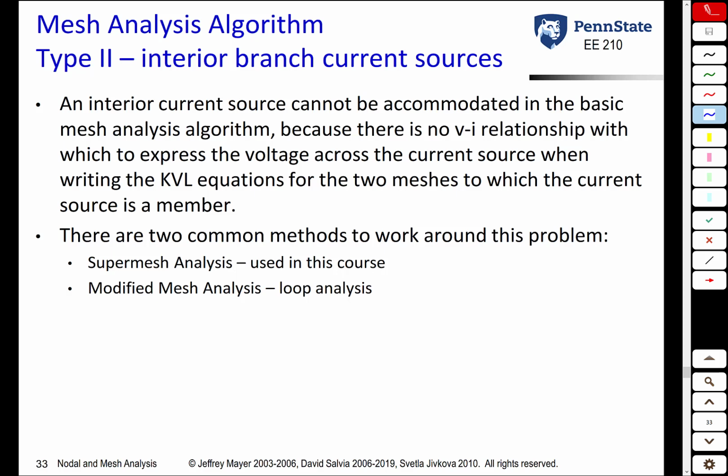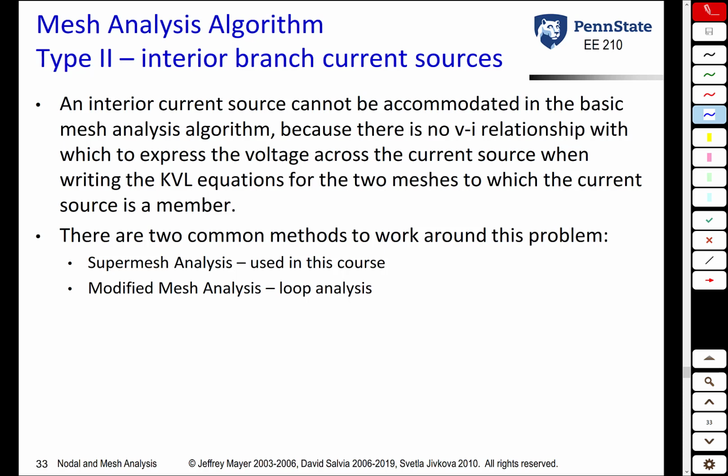In our last class, we introduced the mesh analysis algorithm for the simplest circuits. Those are what we call type 1 circuits, where if you had current sources, they were always on the perimeter of the circuit. Voltage sources could be anywhere, but if you had current sources, they had to be on the perimeter of the circuit. Today, we're going to extend the mesh analysis algorithm and consider type 2 circuits, which are circuits where you have interior branch current sources.